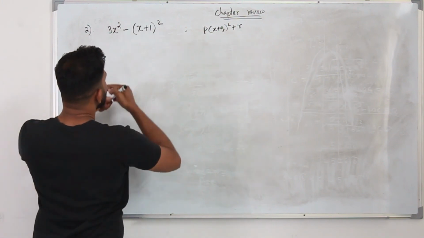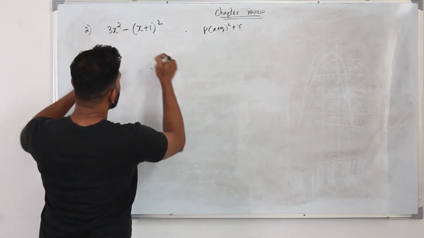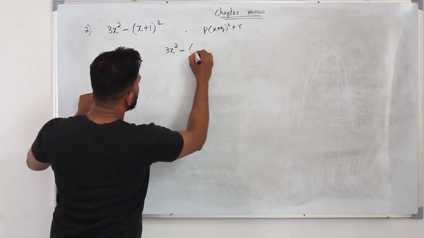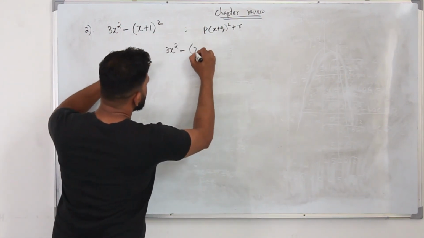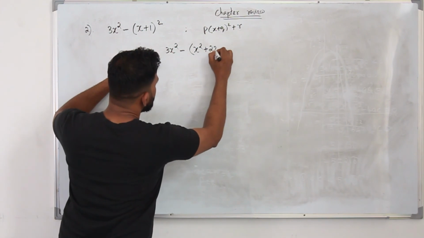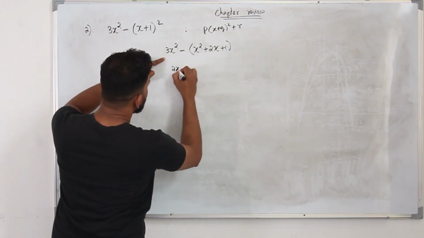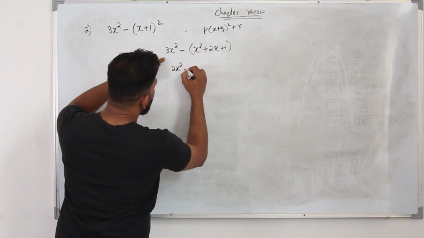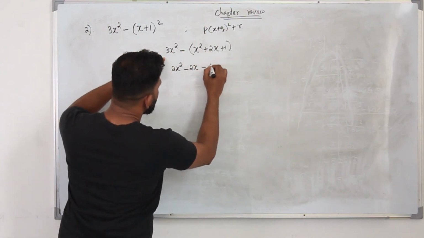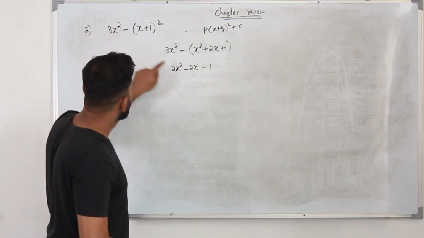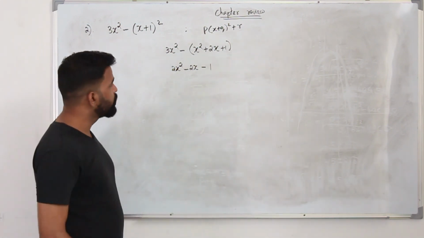So first thing, you need to remove the bracket and simplify. So it becomes 3x square minus (a plus b) whole square, which is a square plus 2ab plus b square. Simplify this, it becomes 2x square minus 2x minus 1. So you got the function already in the general form, standard form.